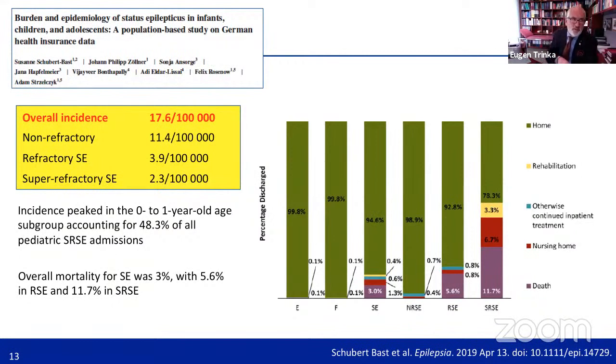A little bit different is the situation in children. The overall incidence is lower, 16 per 100,000. Most of them are non-refractory, and the incidence peaks in the first year of age, which accounts for 48% of all pediatric super-refractory cases. So that's an important message. These are the very early causes, but the majority have a good outcome. As you see, green is home discharge, and in super-refractory, 11% of the children die.